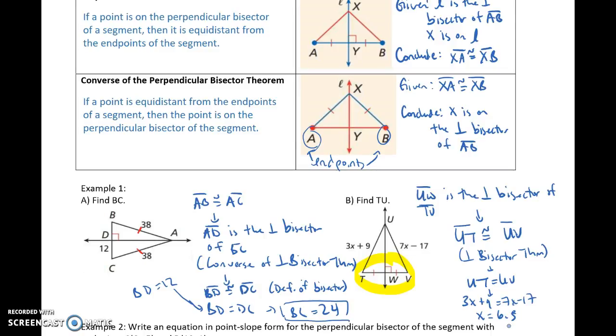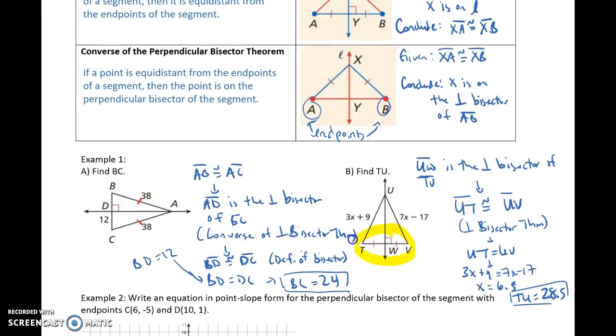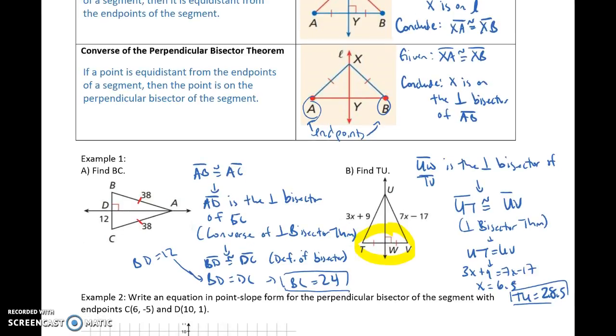And then plugging that in, we should get TU equals 28.5 units. Let me move that up so you can see that. Okay, so what we're using these theorems for is to help us set everything up, and you'll notice I'm writing things out, reasoning it out kind of like a proof. You don't have to do that here, but I want you to keep it in mind so you can explain why things work. Okay, so that's the first thing we're doing with perpendicular bisectors.